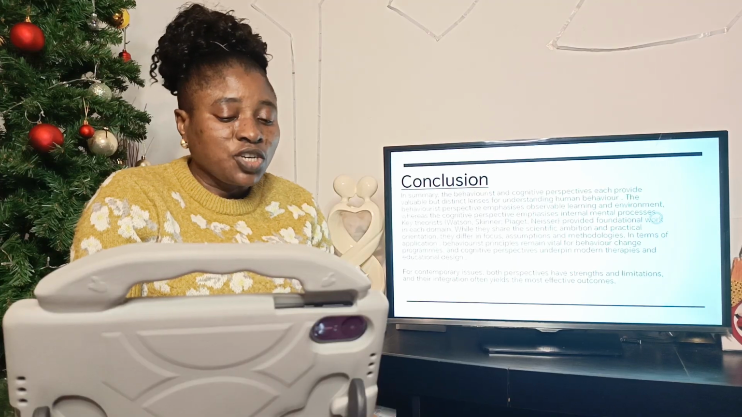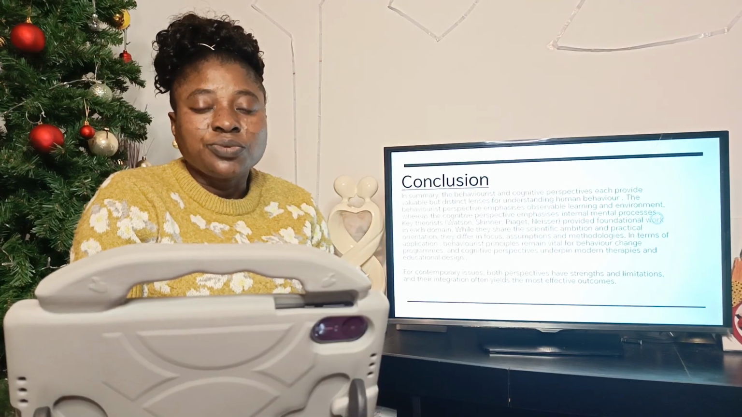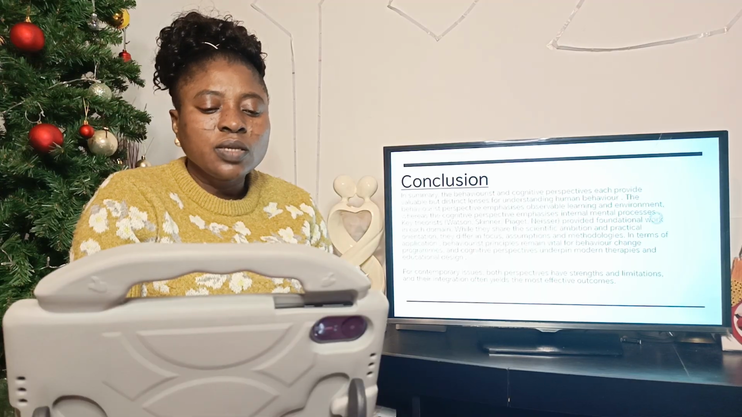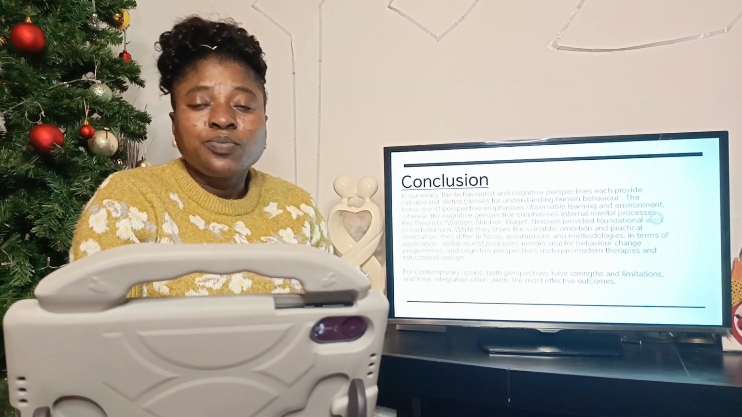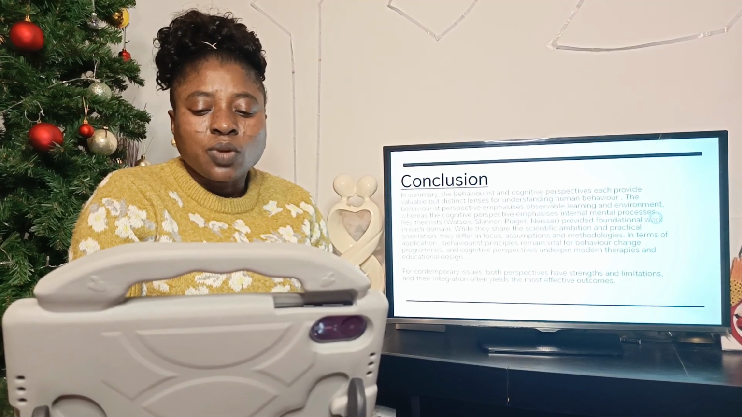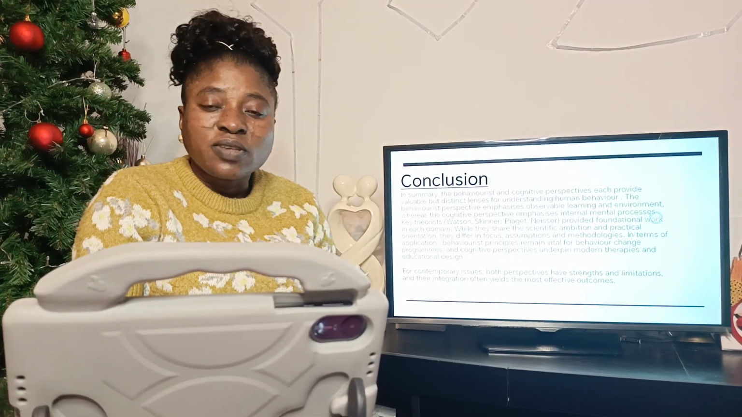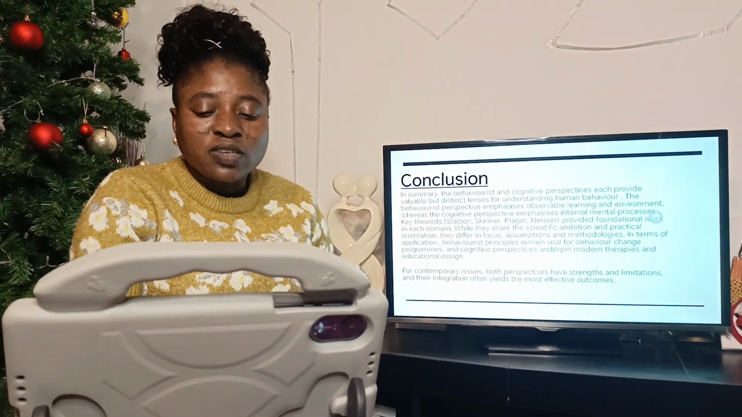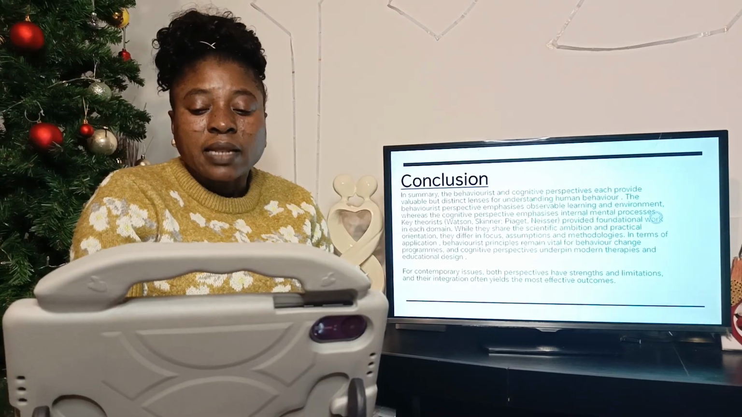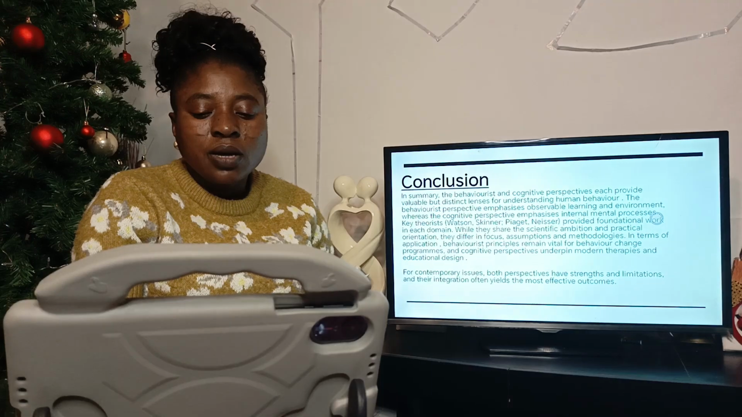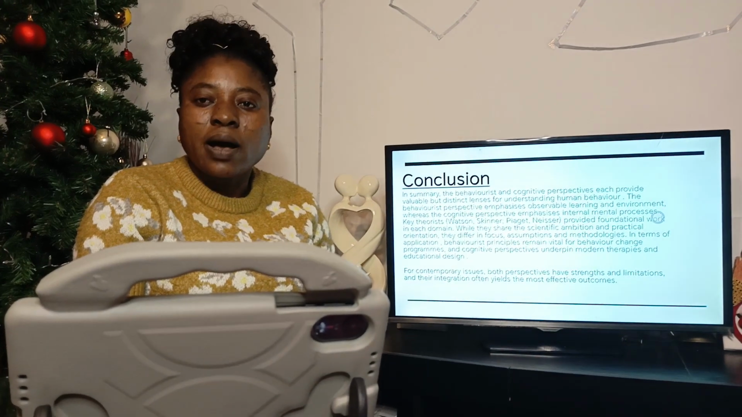In terms of application, behaviorist principles remain vital for behavior change programs, and the cognitive perspective underpins modern therapies and educational design. For contemporary issues, both perspectives have strengths and limitations, and their integration often yields the most effective outcomes.